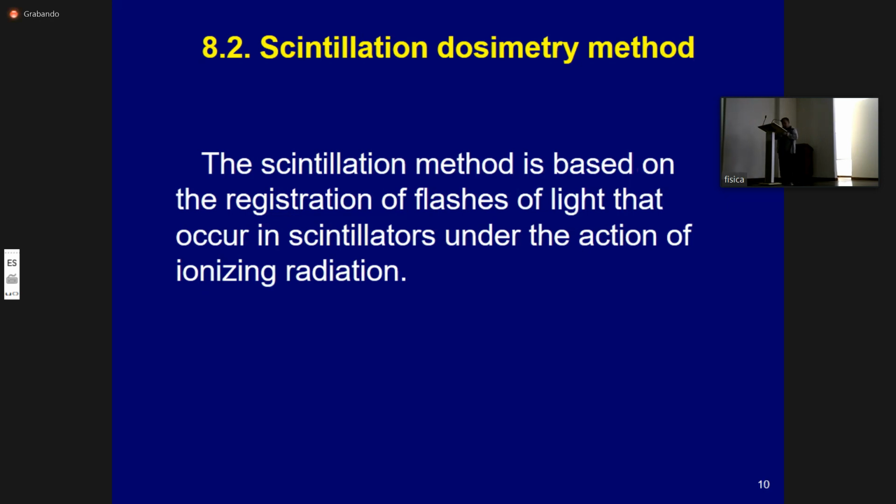Inorganic and organic substances are used as scintillators for detecting ionizing radiation. According to the state of aggregation, scintillators are divided into solid, liquid, and gaseous. In general, the scintillation method is based on the registration of flashes of light that occur in scintillators under the action of ionizing radiation.